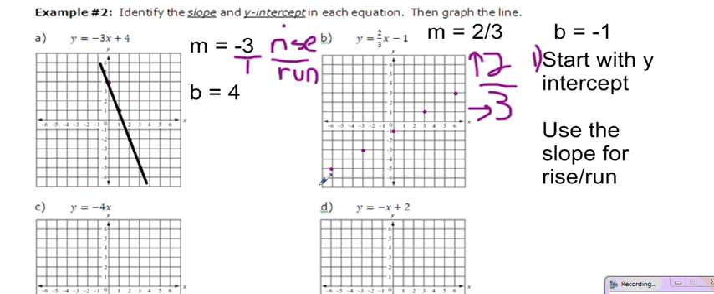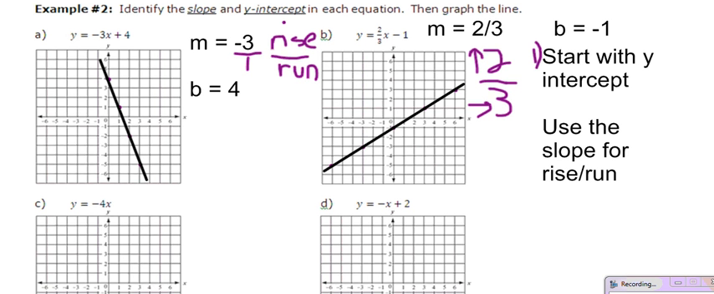Notice it keeps that line, it keeps that pattern, so I know I did it correctly. So now I'm going to connect the points, and I have my line. So let's look at C.